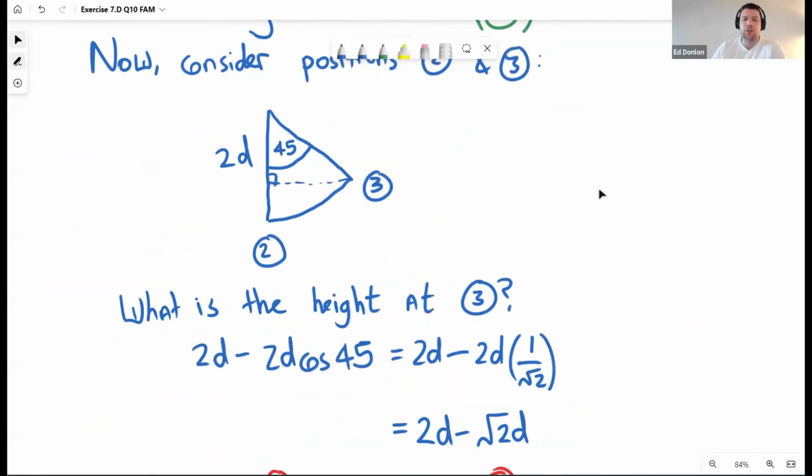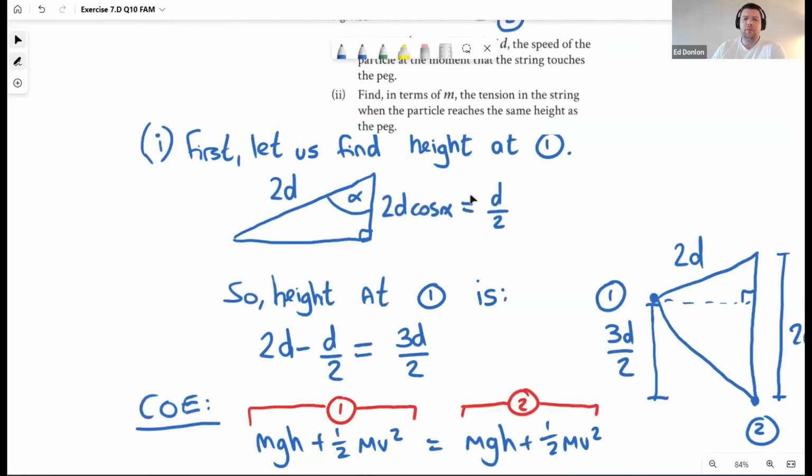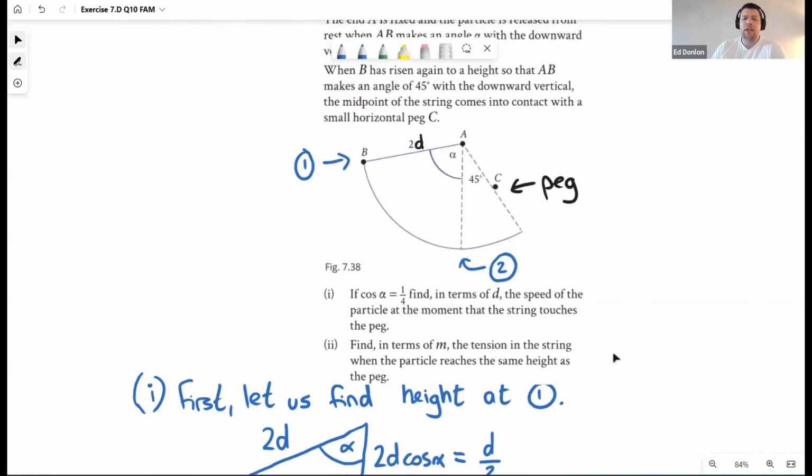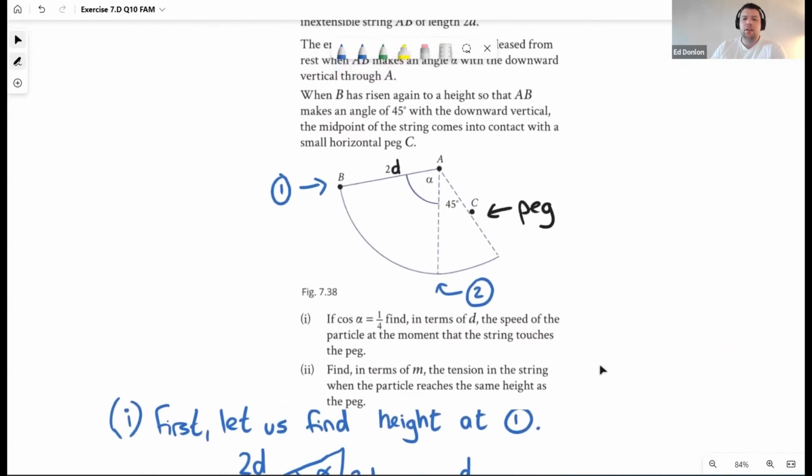Part 2 is quite interesting because it says that the string comes into contact with this peg at point C, and then it's going to wrap around the peg. So the string wraps around the peg, and it wants us to find in terms of m the tension in the string when the particle reaches the same height as the peg. So it's going to make a horizontal here. It's going to be the exact same height as the peg.